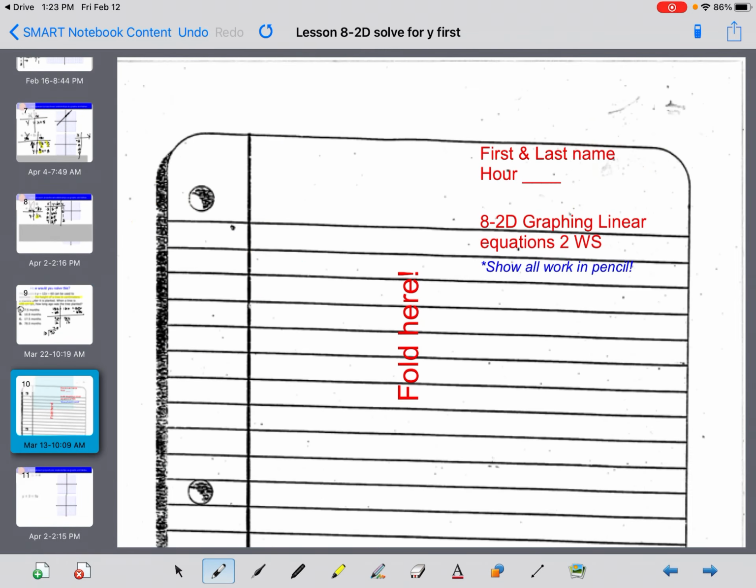All right, we're ready to give the homework a try. It is the 8-2D Graphing Linear Equations worksheet.